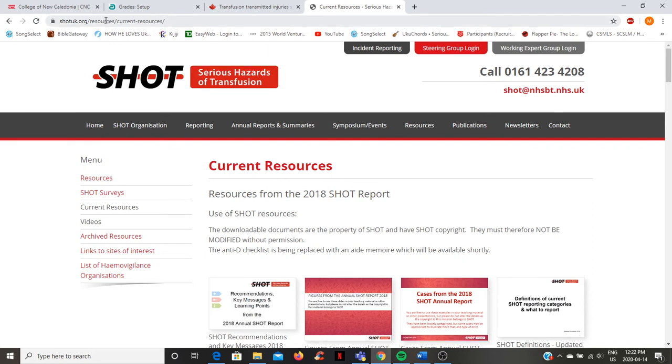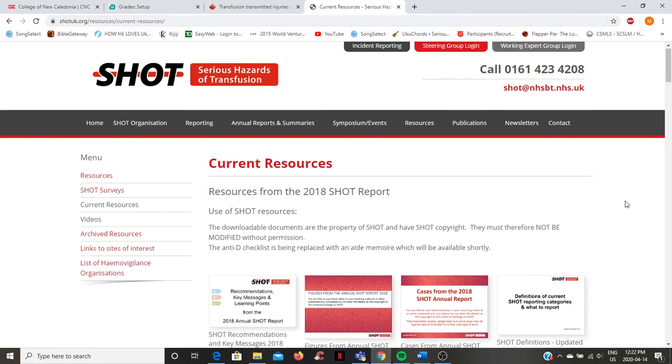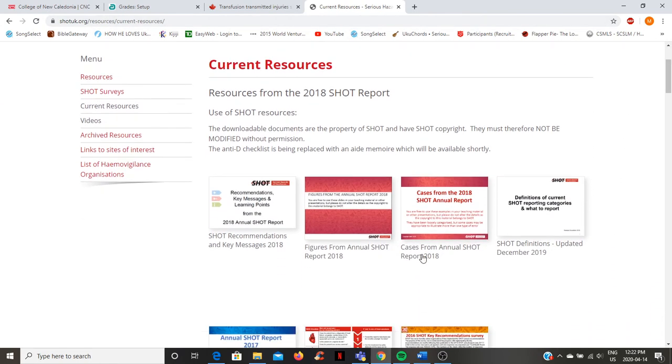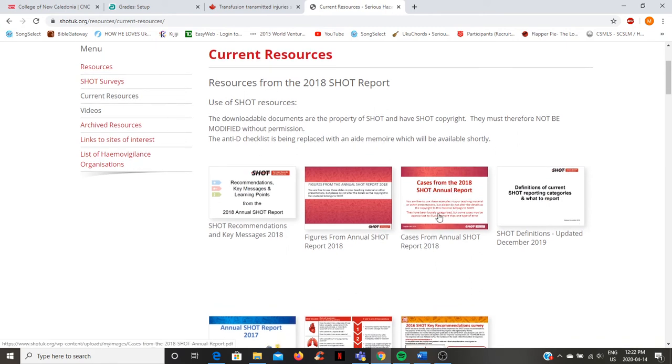So here I'm in the resources section of their website. This is good for us because we have here the cases. So this is every adverse event in 2018 that was reported in the UK in a simple little one-page summary for each case. It's really short, but there are a lot of cases. The other one I'm going to look at, just a few things today, is the figures from the annual SHOT report. It's talking about statistics and all kinds of things they can measure and track.